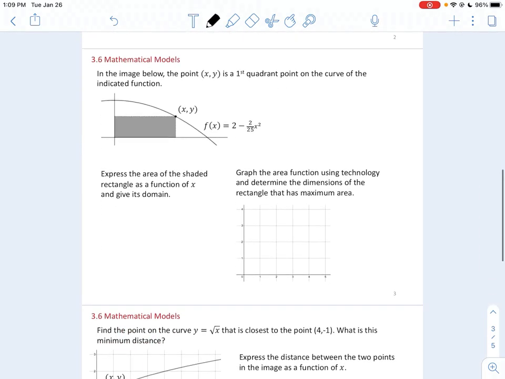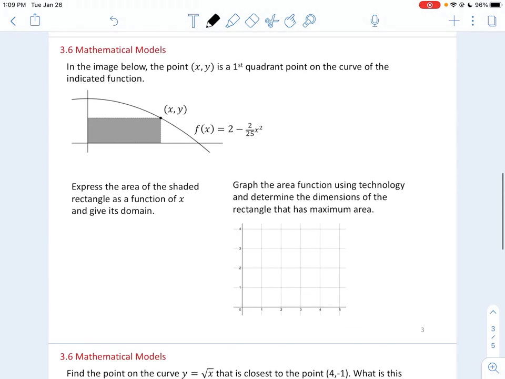Let's go to the next example. In the image below, the point x y, so this point right here, is a first quadrant point on the curve of the indicated function. So this function here is giving us the curve that you see right here.